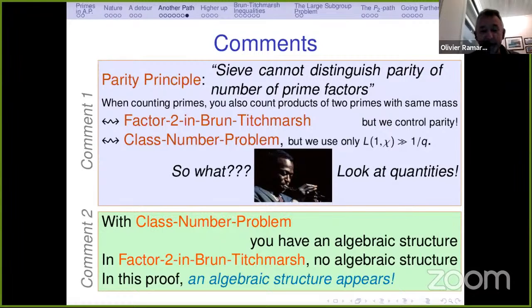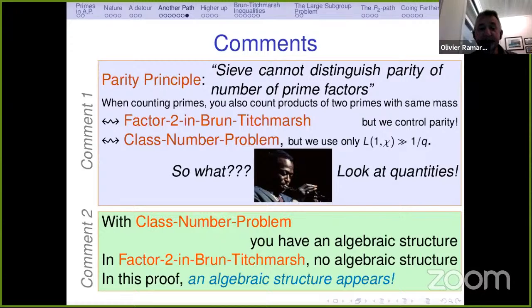It means that when you count primes, usually you count products of 2 primes. You cannot get only primes by sieve alone. Then you have the factor 2 in the Brun-Titchmarsh theorem. That comes naturally, and we know it is equivalent to the parity principle, essentially because the factor 2 comes from the fact that you're not counting only primes, but also products of 2 primes. So one for the primes and another one for the products of 2 primes, with no small prime factor.